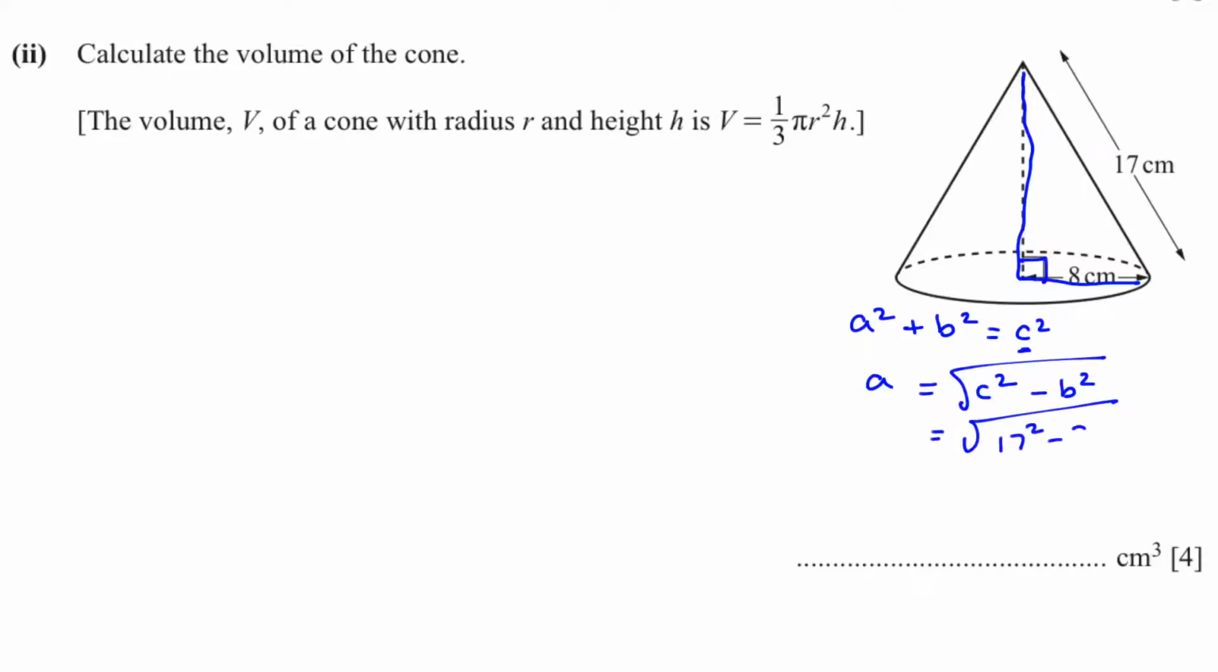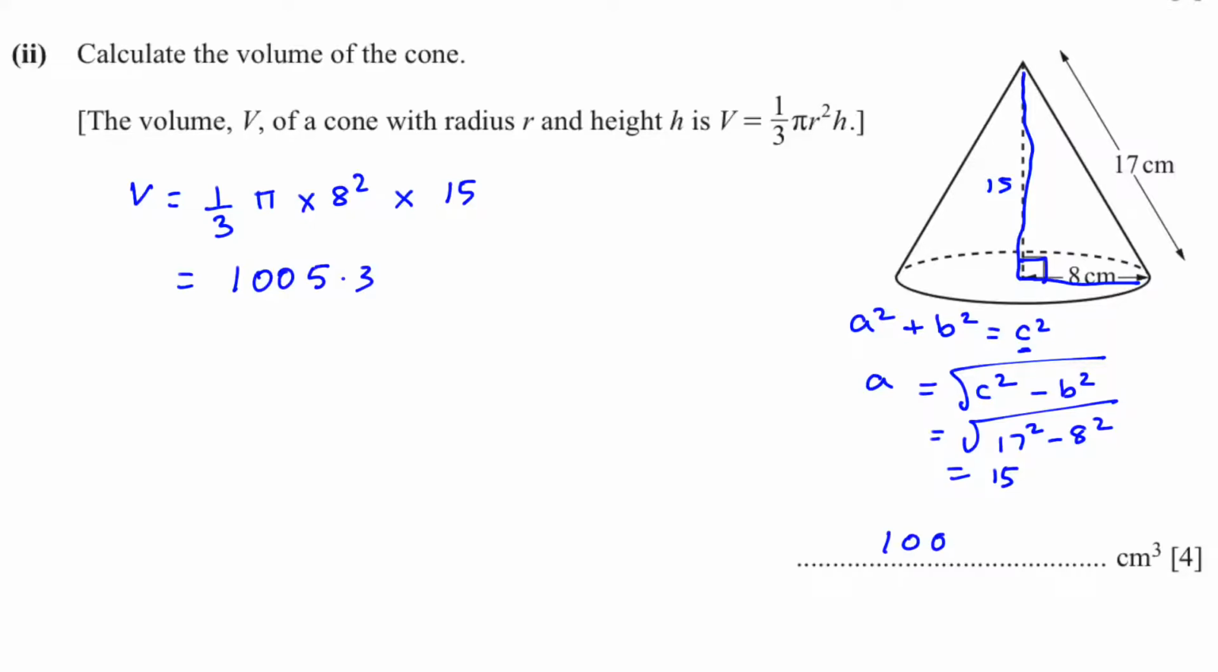17 square minus 8 square will give us 15. So that is our height. Volume is equal to 1/3 pi radius, which is 8 centimeter, square times 15. And we will get 1005.3, but we can just write 1005 cubic centimeter.